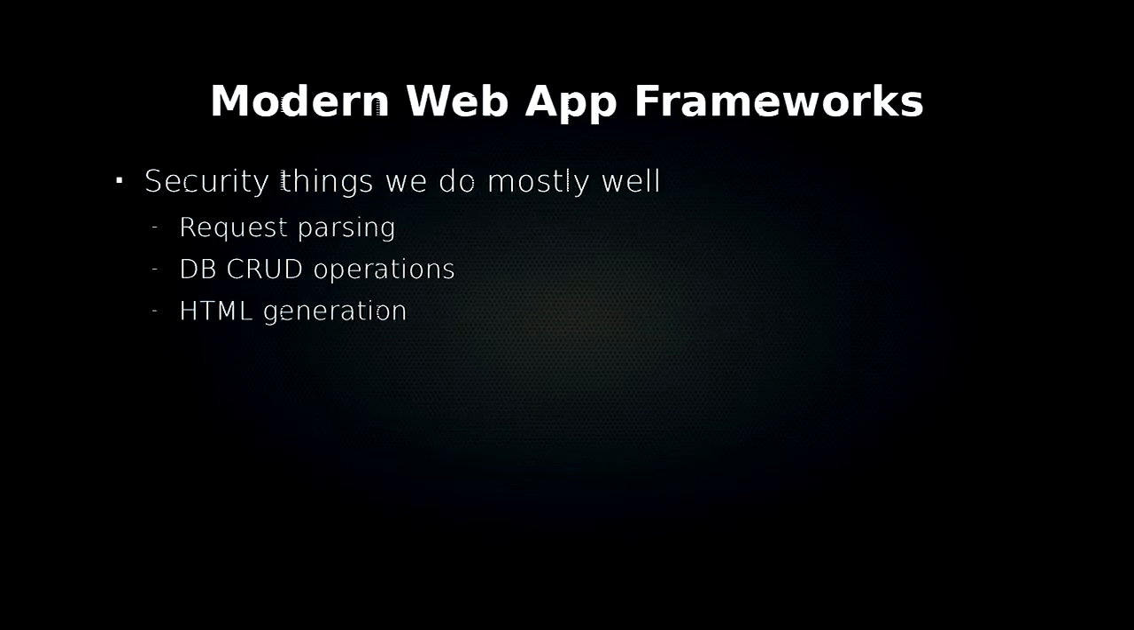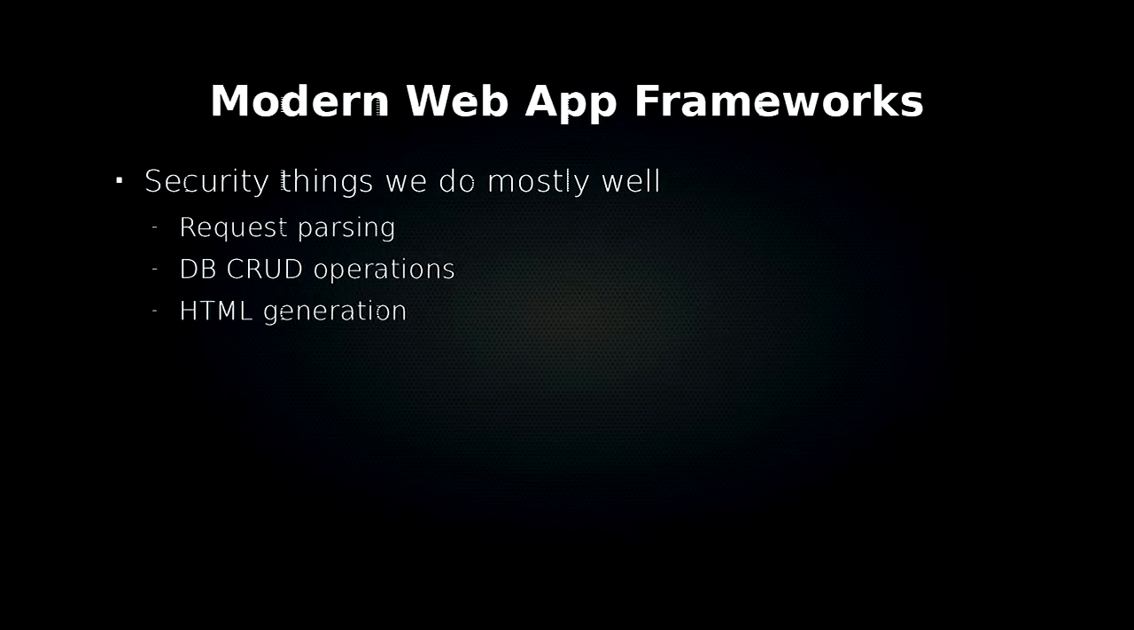So, modern web application frameworks. These things are great. I guess Ruby on Rails is the main big one that came out years ago that made people go, whoa, this thing's actually cool. We don't have to have XML and all that. So we've got these frameworks, and everyone's starting to use them, and it's cool. Things that they do really well from a security point of view are generally request parsing, database create, read, update, delete operations, so basic selects, deletes, inserts, and HTML generation, right?